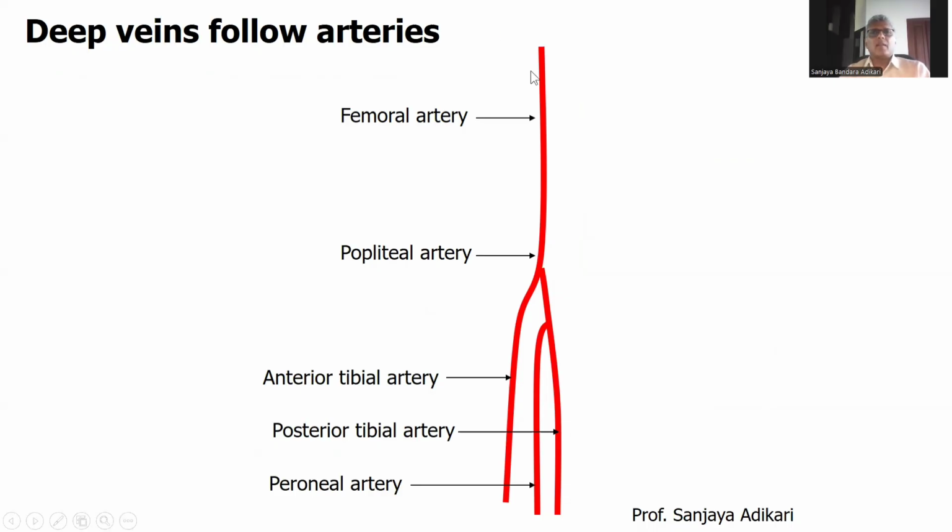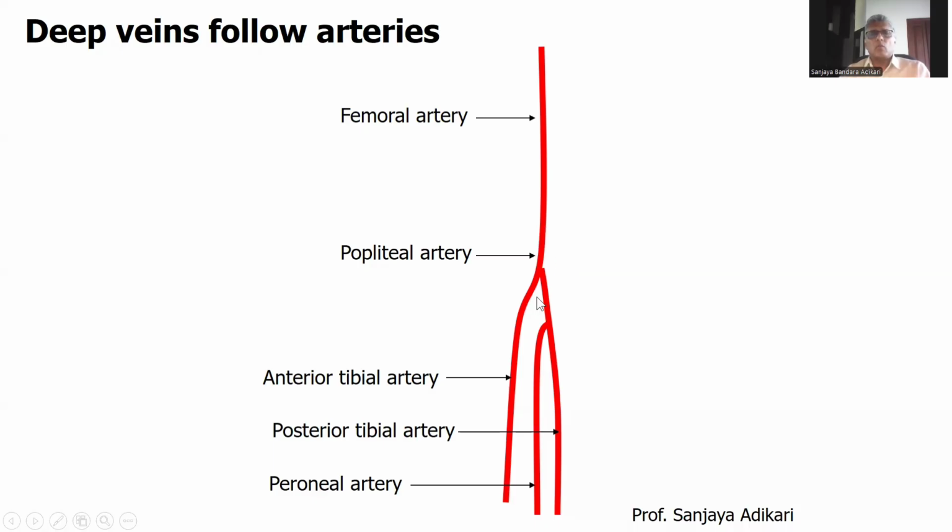Then the femoral artery passes through the femoral triangle, adductor canal, and at the adductor hiatus of the adductor canal, where the adductor canal ends, it enters the popliteal fossa, and there it is called popliteal artery.